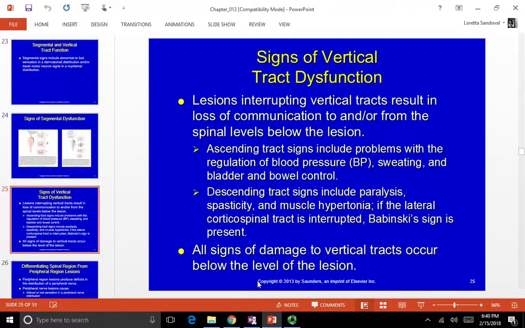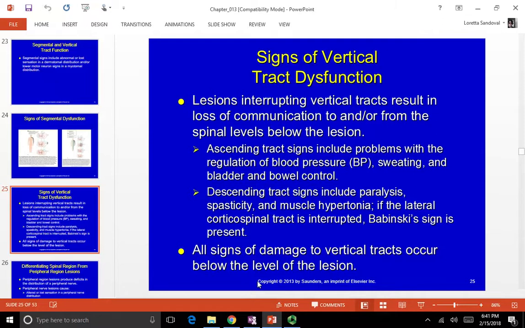So lesions interrupting vertical tracts result in loss of communication to and/or from the spinal levels below the lesion. So ascending tract signs include problems with the regulation of blood pressure, sweating, bladder and bowel control. Those are all autonomic dysfunction, right? Descending tract signs include paralysis, spasticity, muscle hypertonia, and if the lateral corticospinal tract is interrupted, Babinski sign is present.